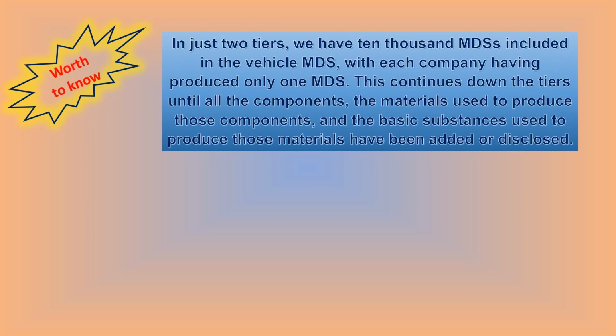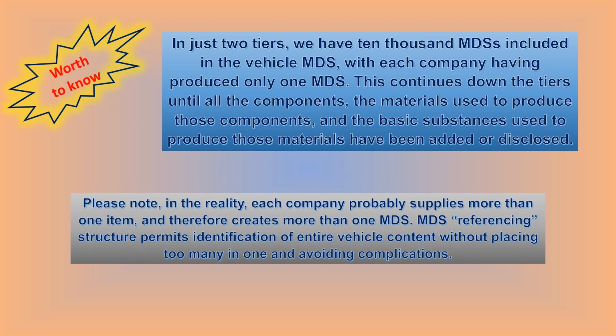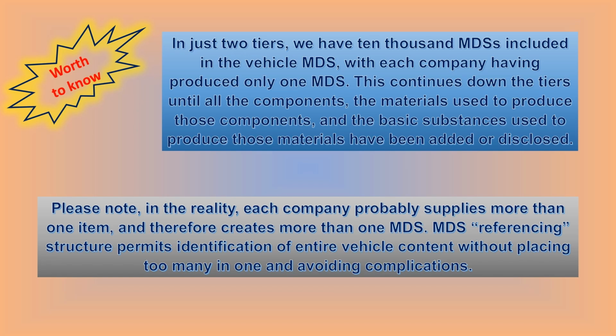In just 2 tiers, we have 10,000 MDSs included in the vehicle MDS, with each company having produced only one MDS. This continues down the tiers until all the components, the materials used to produce those components, and the basic substances used to produce those materials have been added or disclosed. Please note, in reality, each company probably supplies more than one item and therefore creates more than one MDS. The MDS referencing structure permits identification of the entire vehicle content without placing too much in one and avoiding complications.